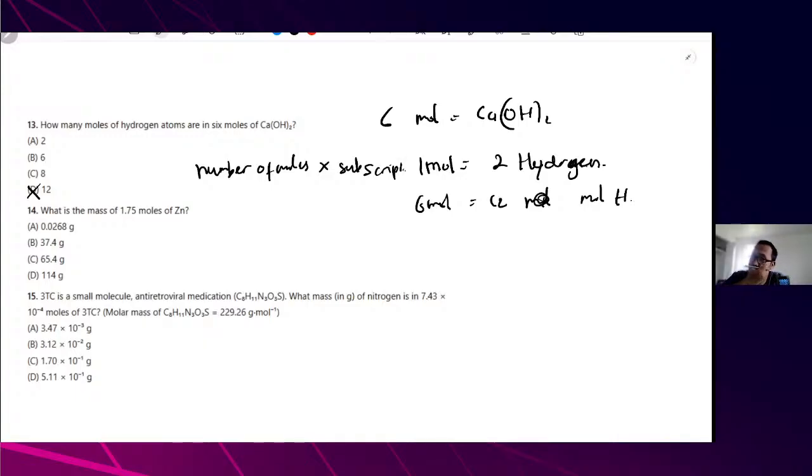Okay, subscript. So just how many moles of hydrogen atoms? If this one is 6 moles, so in the 6 moles of Ca, it should be like 12.